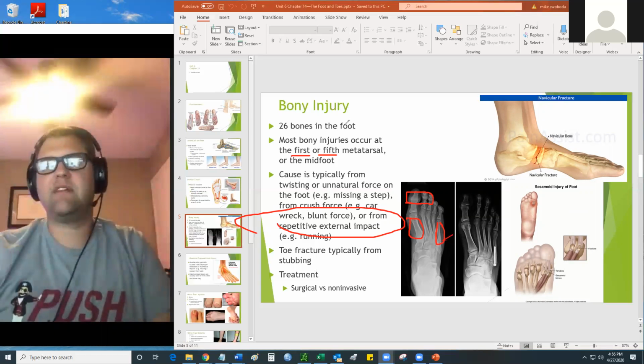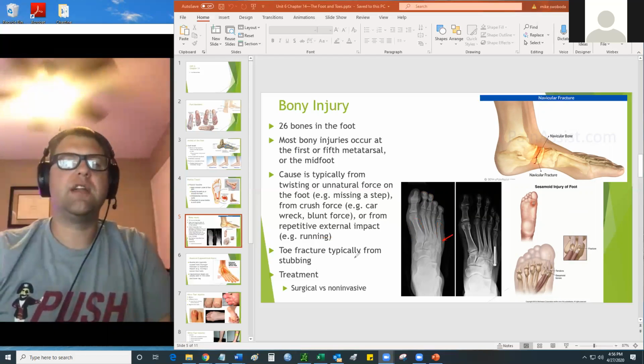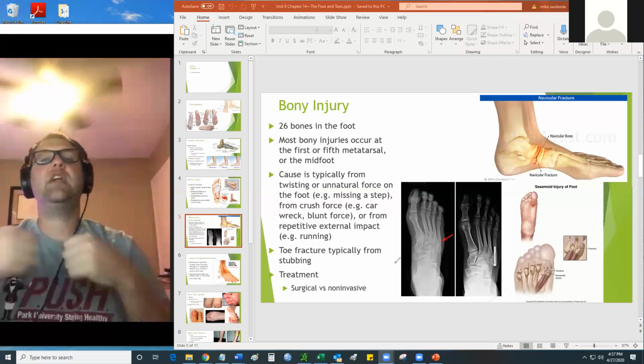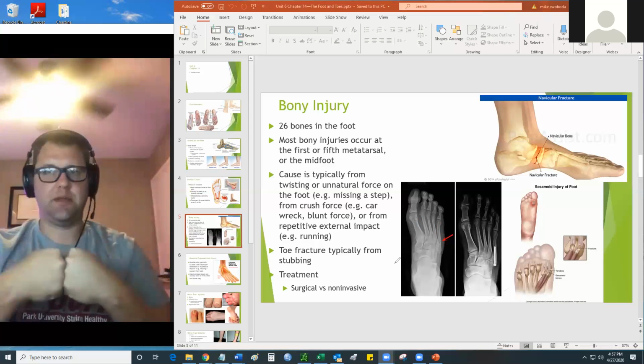Really repetitive running can potentially put a strain on there, or you can get a fracture from that. For the most part, you usually don't get a whole lot of surgical intervention unless it's a non-union fracture. And again, non-union means the bones are sticking apart and they're not going to come back together naturally.